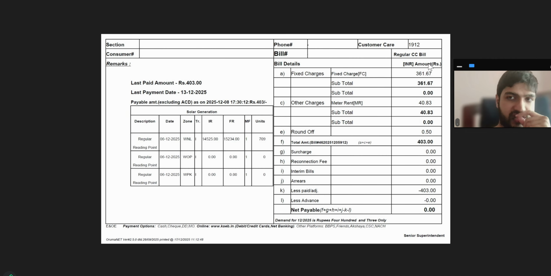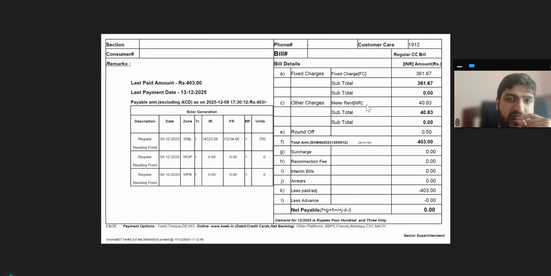Now the fixed charge here is 361.67 rupees based on our average consumption data. And the meter rent. Since the meter owner is KSEB, the utility, they are charging a rent for it. That is 40.83 rupees. So the sum total of fixed charge per meter plus meter rent is 403 rupees. It is rounded off by 0.5 to the higher value. That's how 402 point something is rounded off to 403 rupees.